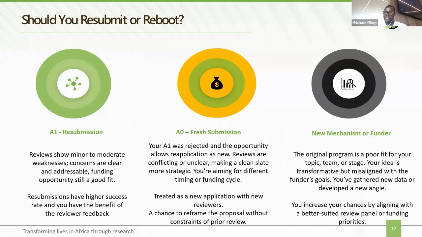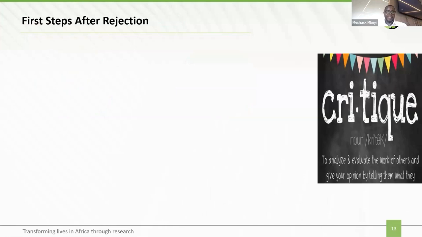So this is also something that is very, very possible in the landscape of doing applications. So definitely, you increase your chances by aligning with a better suited review panel or funding priorities. So when your grant application is rejected, what are the first steps that you need to take?